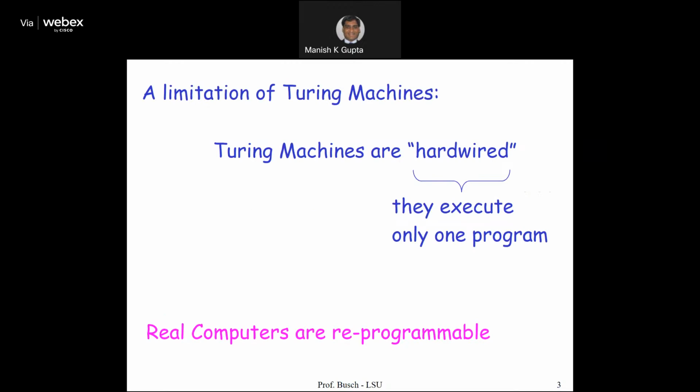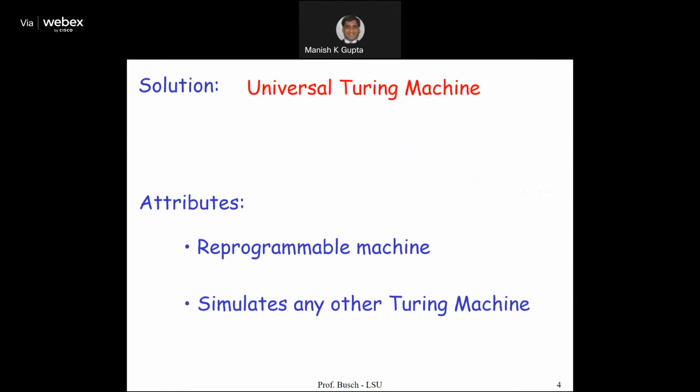So, a limitation of Turing machines: Turing machines are hardwired. They execute only one program, right? But real computers are reprogrammable. That's the idea. So what should we do? The solution is a universal Turing machine. Its attributes are that it is a reprogrammable machine and simulates any other Turing machine.